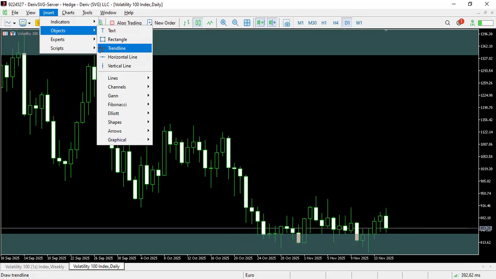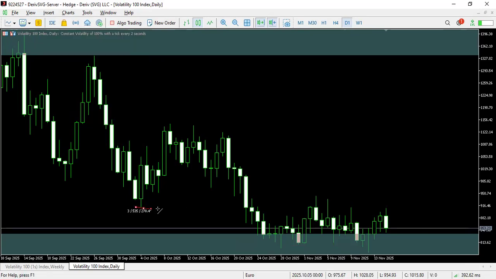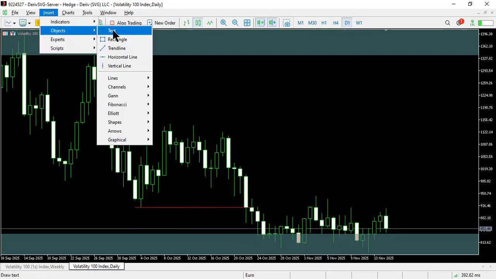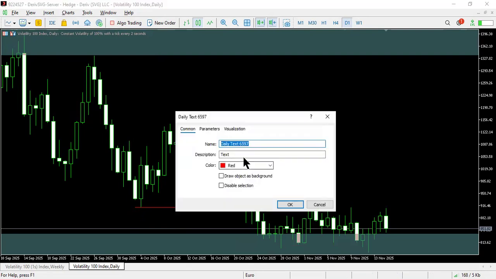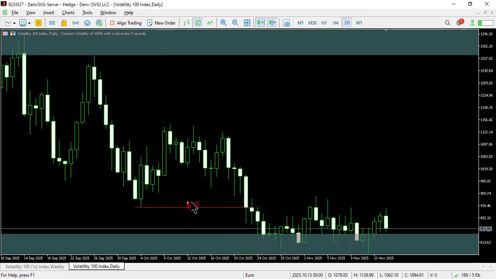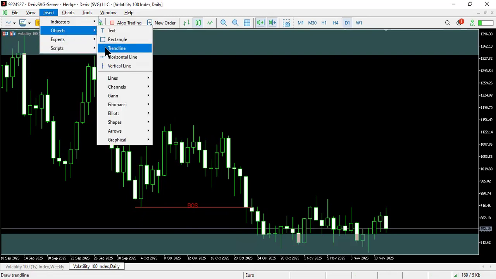we can note that we have a break of structure here. That is a break of structure. That was the last break of structure to the downside. So we have a break of structure, and then I can see a change of character.